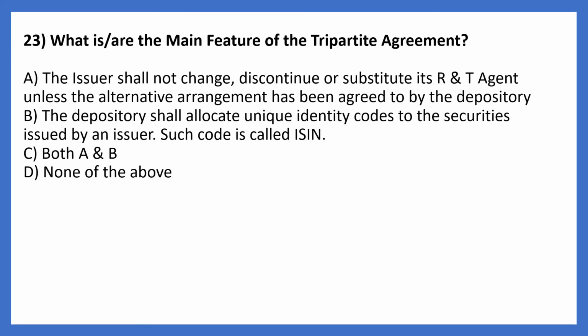What is the main feature of the tri-party agreement? Option A, the issuer shall not change, discontinue or substitute its RNT agent unless the alternative arrangement has been agreed to by the depository. Option B, the depository shall allocate unique identity codes to the securities issued by an issuer. Such code is called ISIN. Option C, both A and B. And option D, none of the above. The correct answer is option C, both A and B.